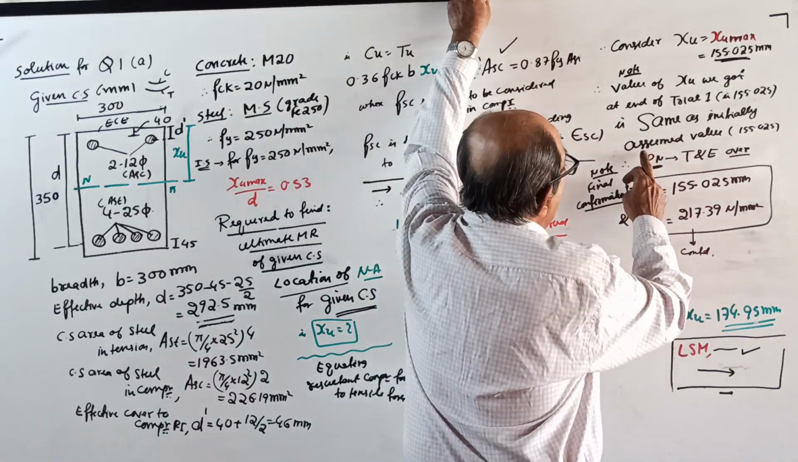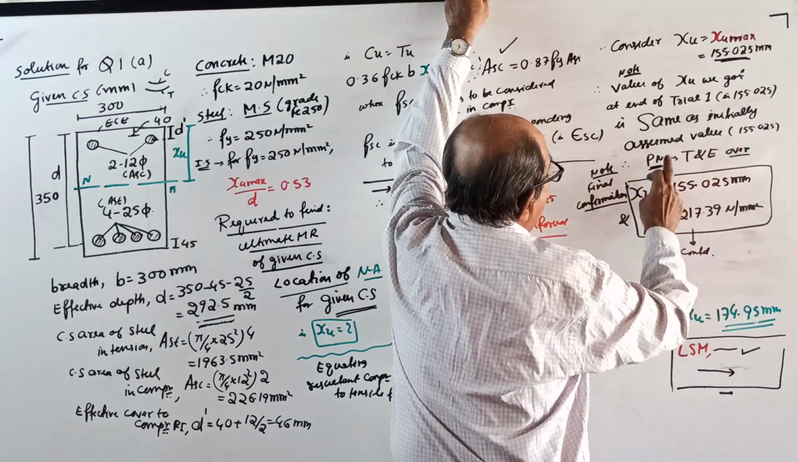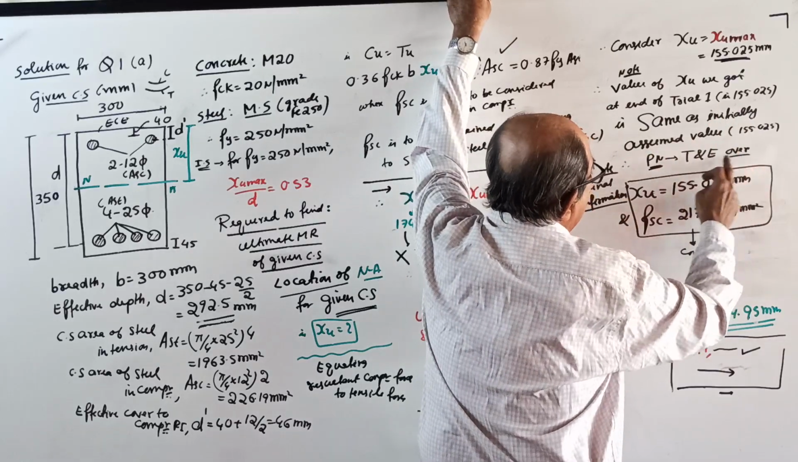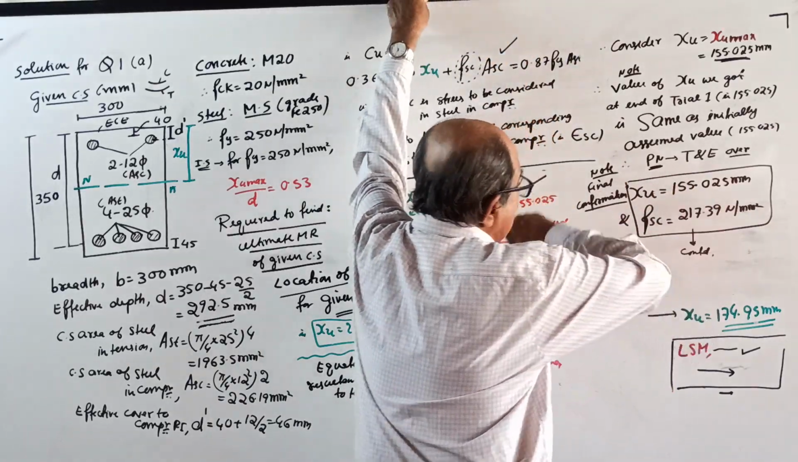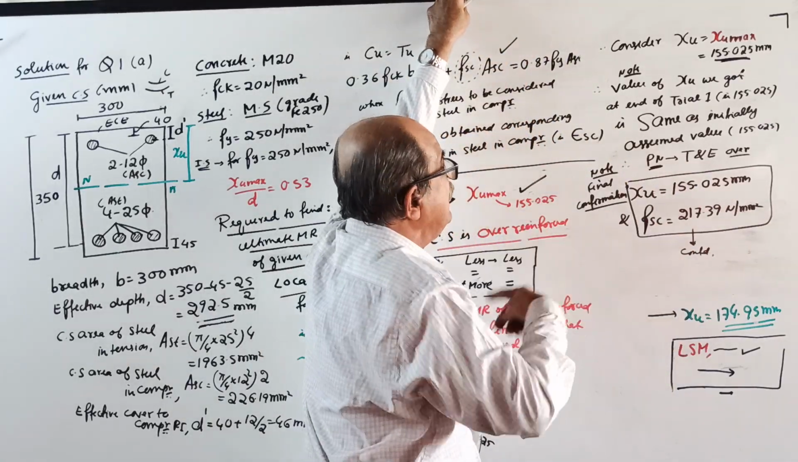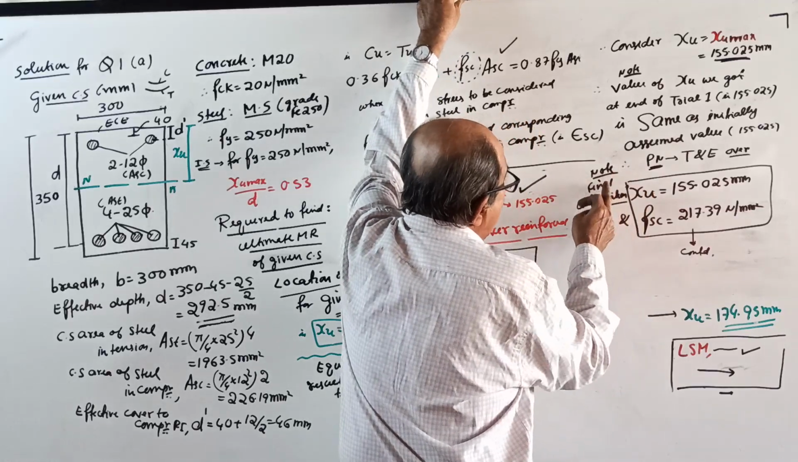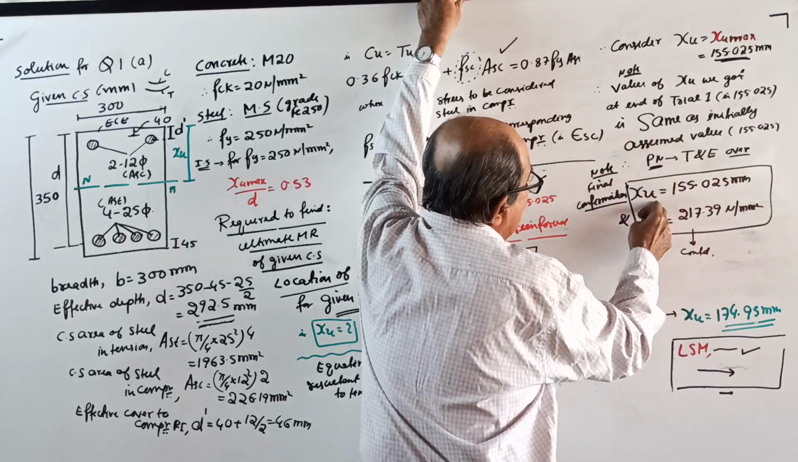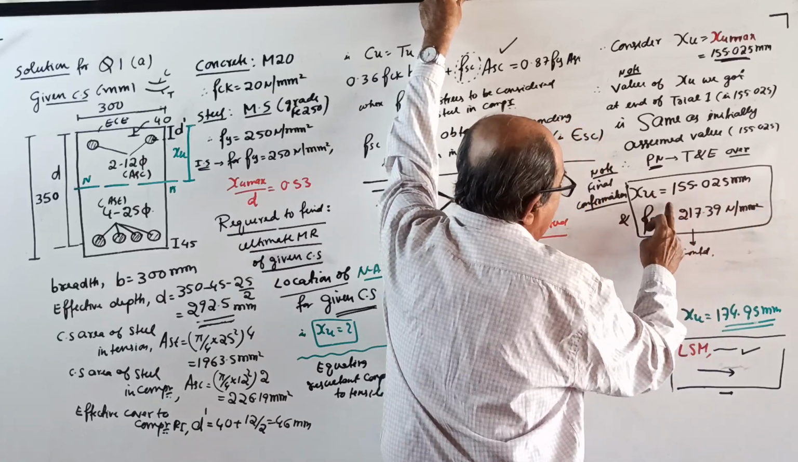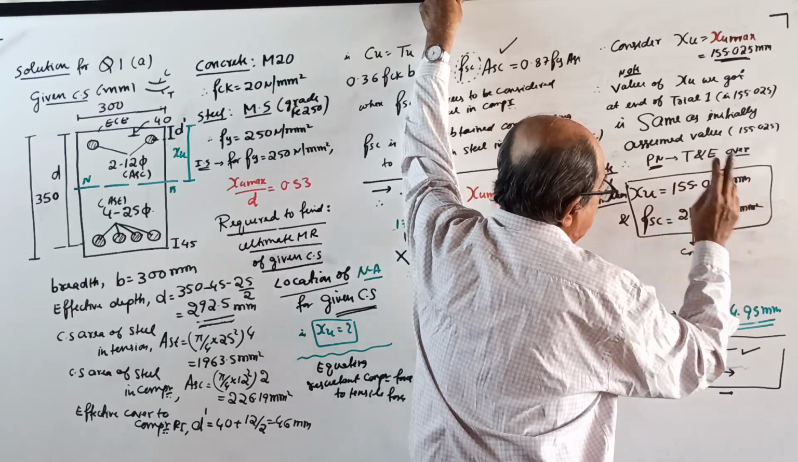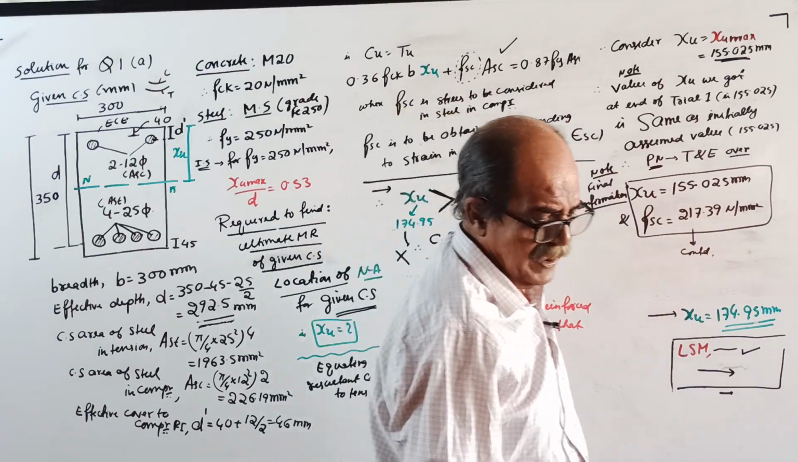Therefore, assumed value, personal note, trial and error over. You can write also, no more trial and error. Now if you continue once again, the same thing will keep on repeating. So, note, final confirmation. Therefore, XU equal to 155.025 and corresponding FSC equal to 217.39 Newton per mm square.